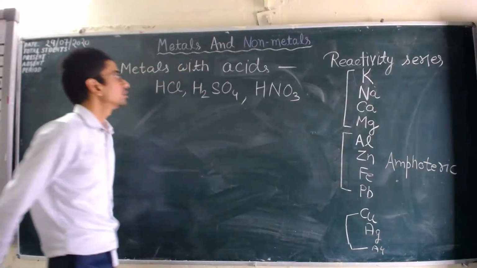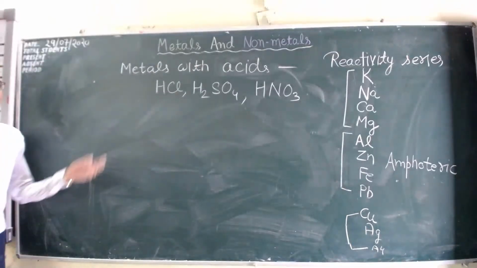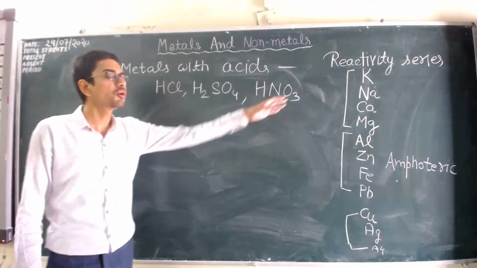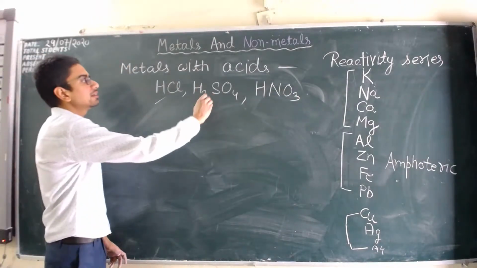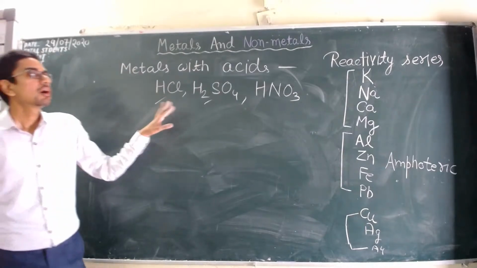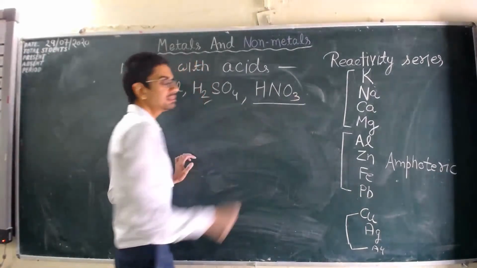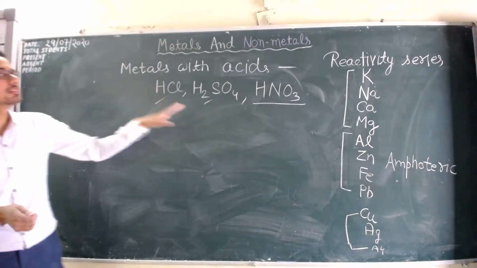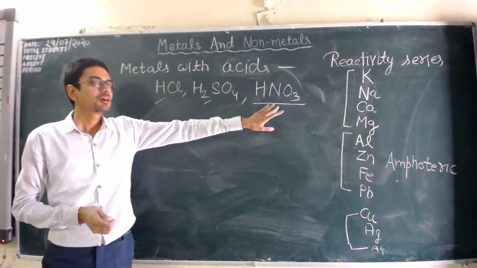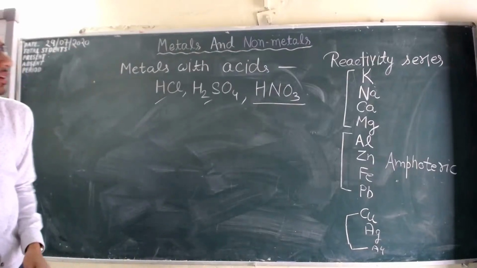Okay, these are the reactions of metals with acids. All the metals react with acids according to their reactivity series, and the reaction with HCl and H2SO4 is almost the same, but the reaction of metals with nitric acid is different. You will study that it is slightly different. Why, you will know about this later.